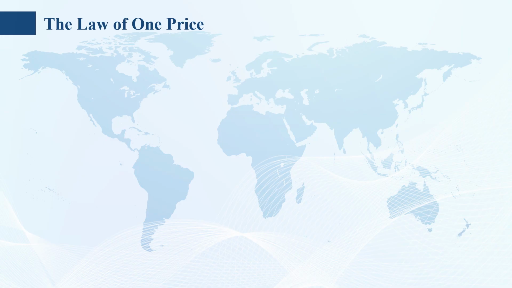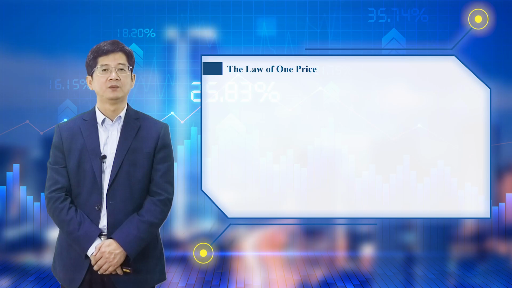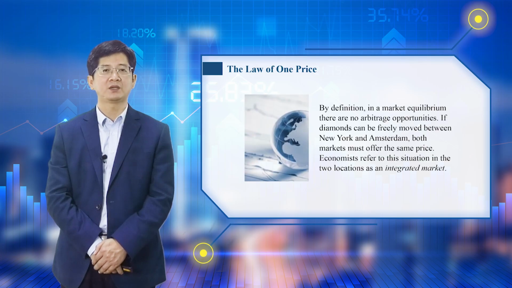The law of one price states that in the absence of trade frictions and under conditions of free competition and price flexibility, identical goods sold in different locations must sell for the same price when prices are expressed in a common currency. By definition, in a market equilibrium, there are no arbitrage opportunities. If diamonds can be freely moved between New York and Amsterdam, both markets must offer the same price.